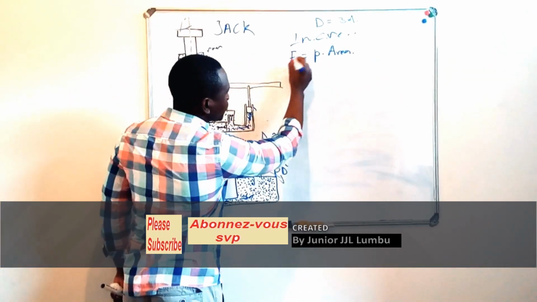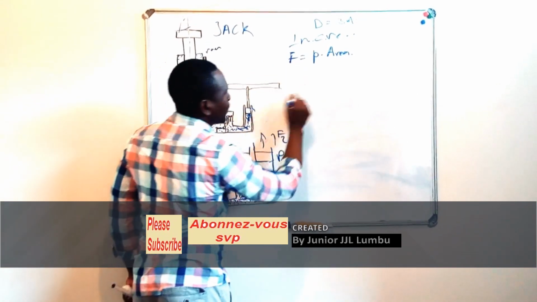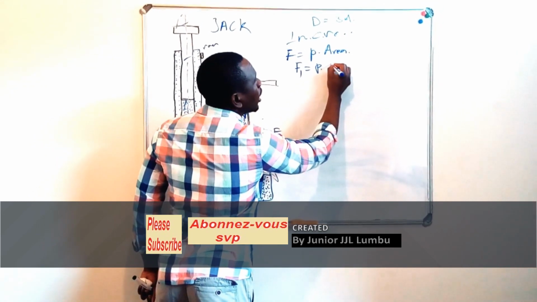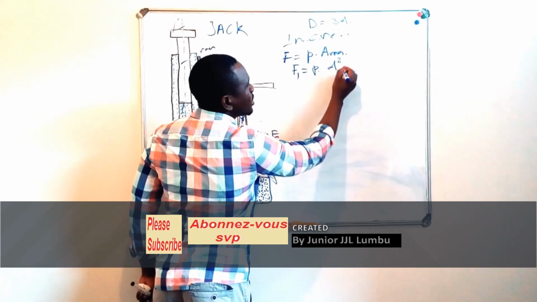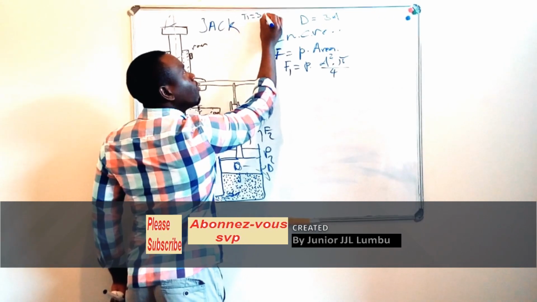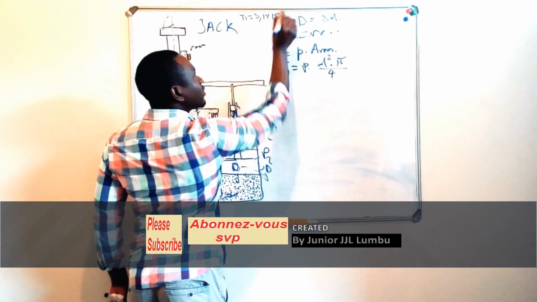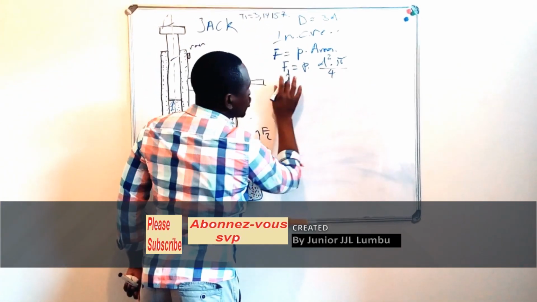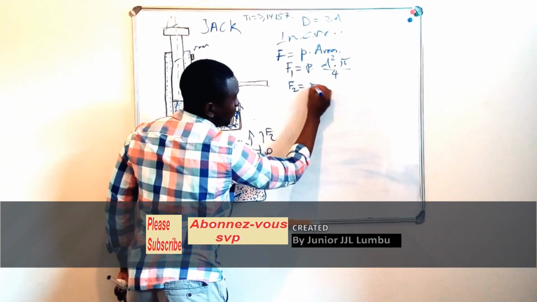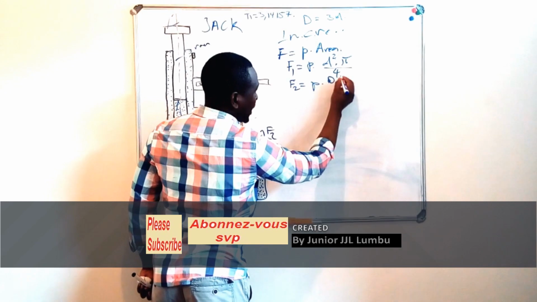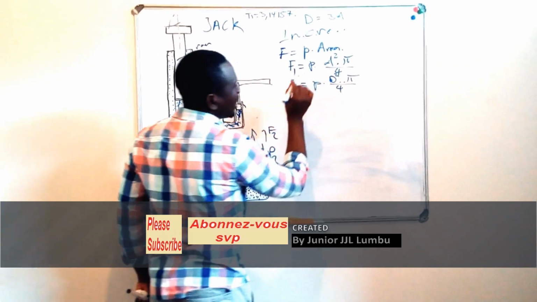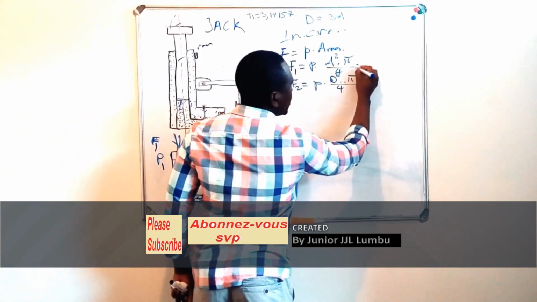So here, that's how it is. I'm gonna talk about the force first here. So F1 equals P times the diameter squared times pi over 4. We know that pi equals 3.14157. I'm gonna stop there. Okay, so this is force one, and force two equals the same P times the bigger D squared times pi over 4.